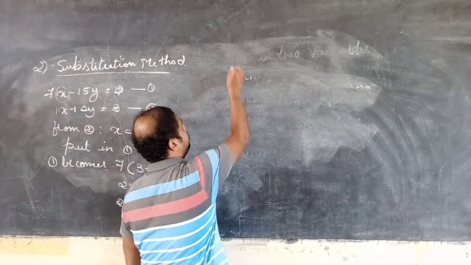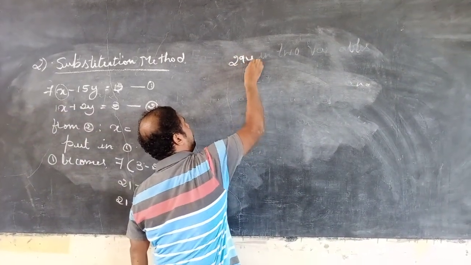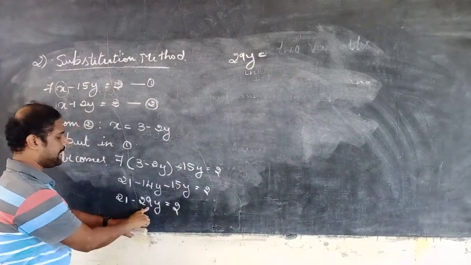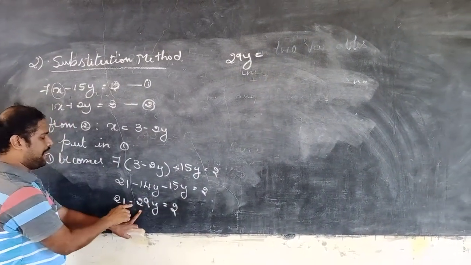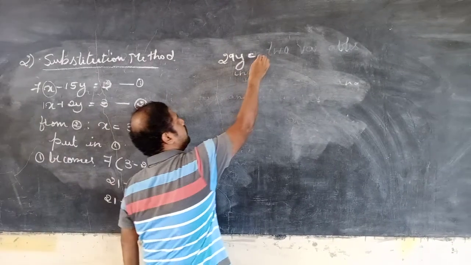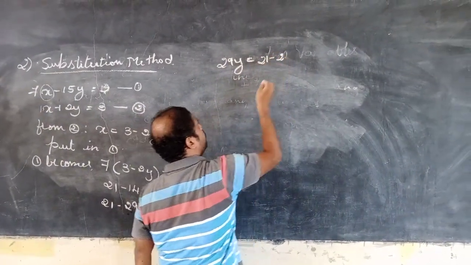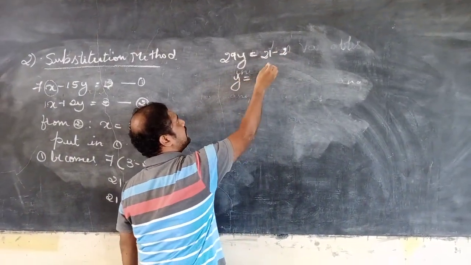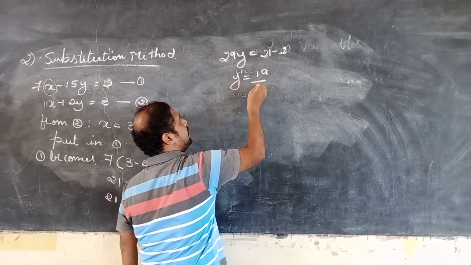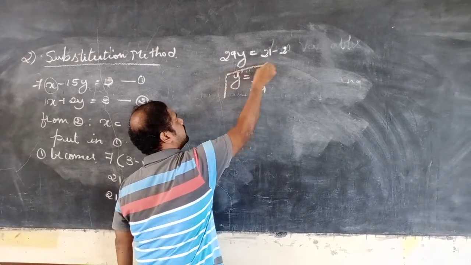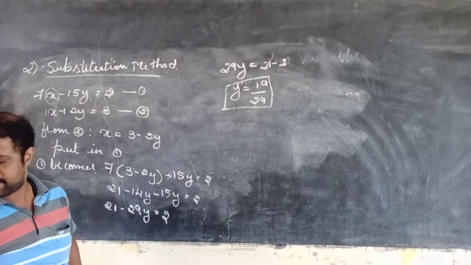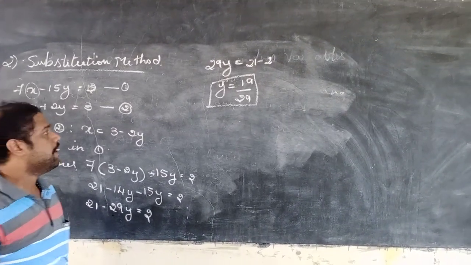Therefore we have 29y transposed to the right and 2 to the left, that is 21 minus 2. Therefore, the value of y is equal to 19 divided by 29.